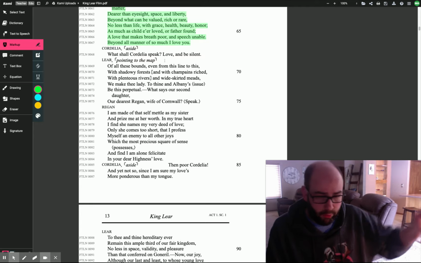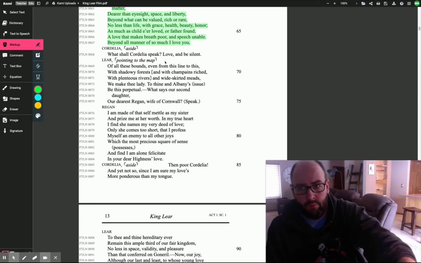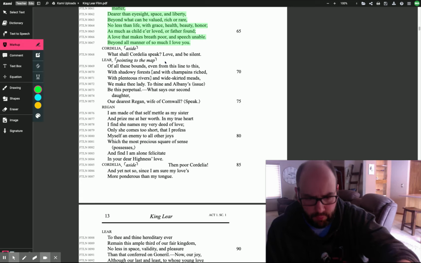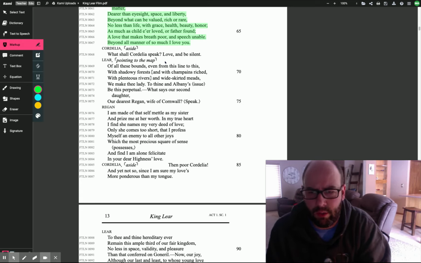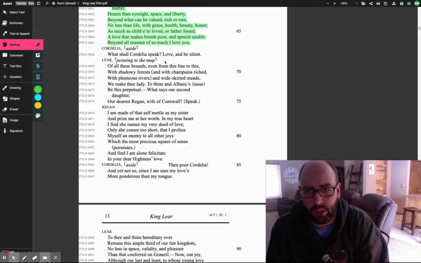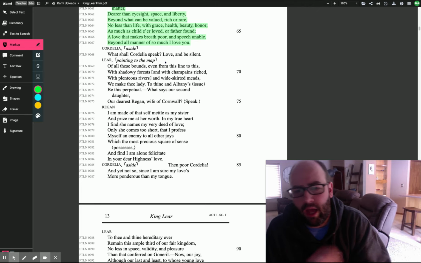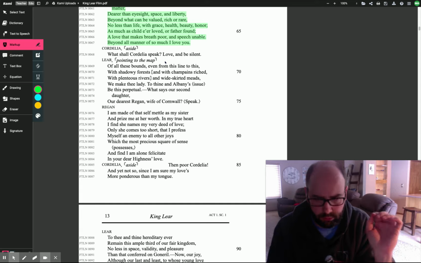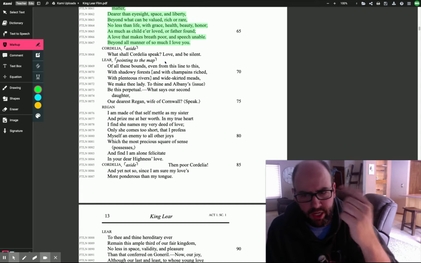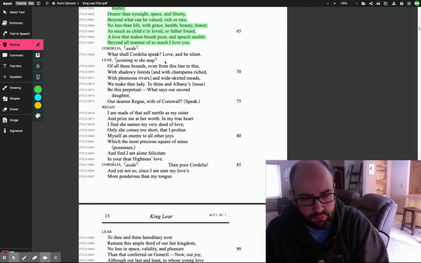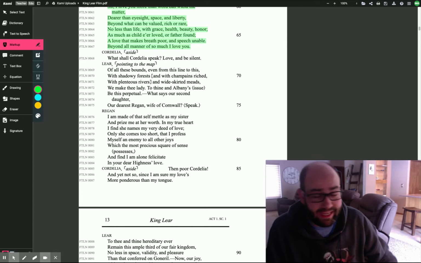So Lear, he points to the map. Of all these bounds, even from this line to this, with shadowy forests and with champaigns riched with plenteous rivers and wide-skirted meads, we make thee lady. To thine and Albany's issue be this perpetual. What says our second daughter, our dearest Regan, wife of Cornwall? Speak.